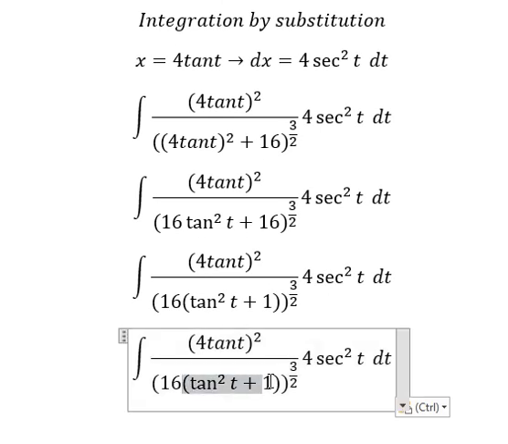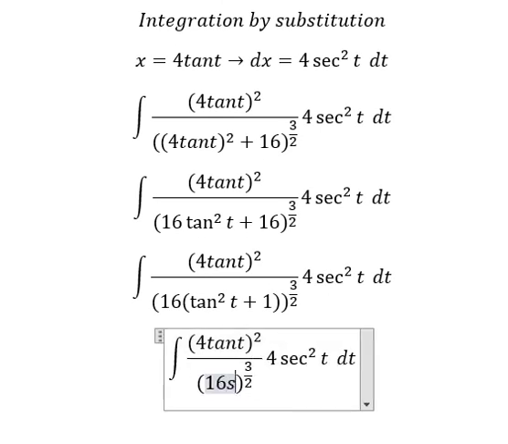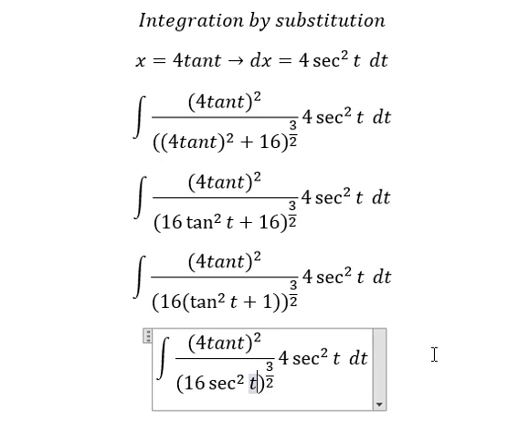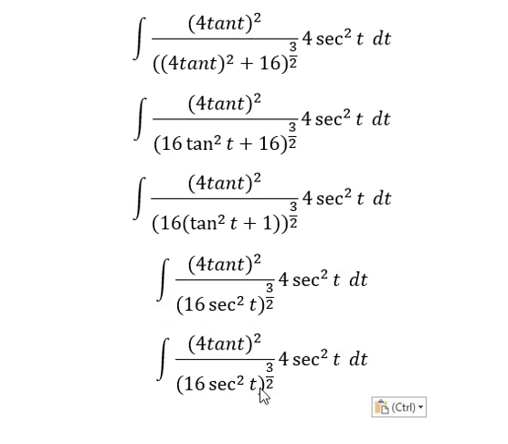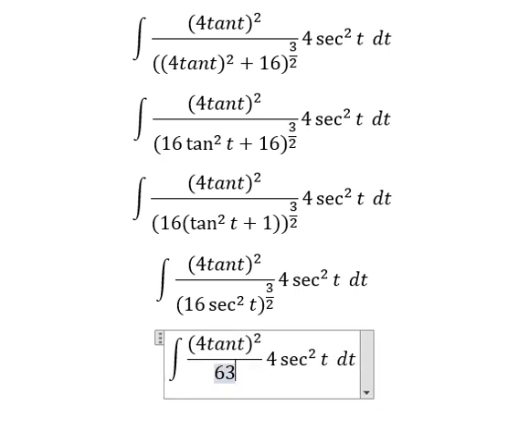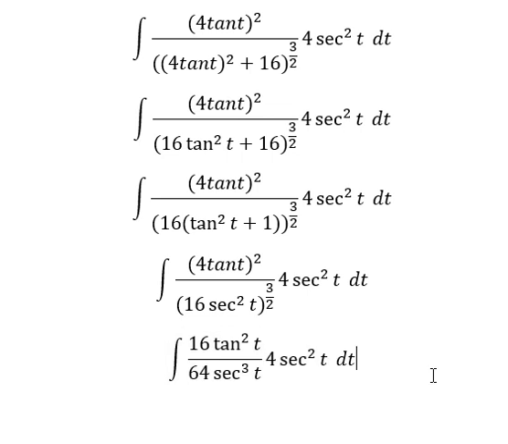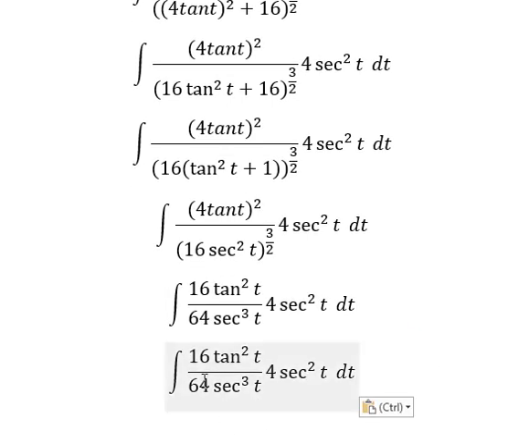So this one is secant of t squared. So this one with the power 3 over 2, we have 64 secant of t to the power of 3. This one is about 16 tan t squared. And now we need to simplify 64 secant of t squared. So we have it like this.